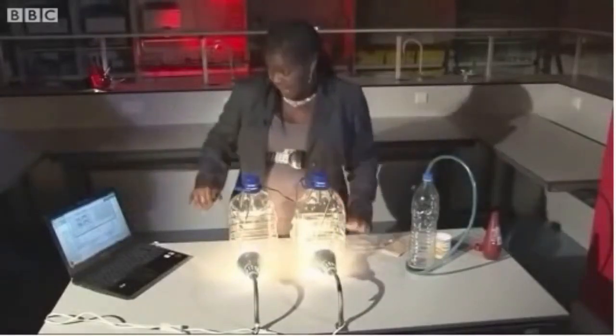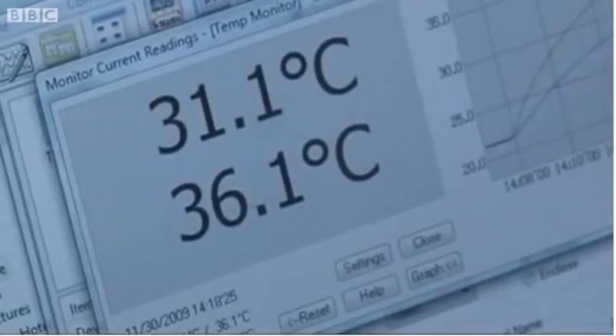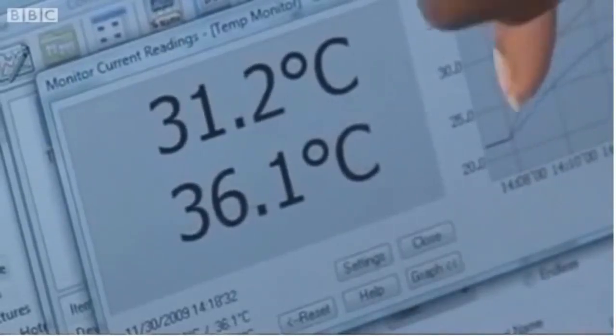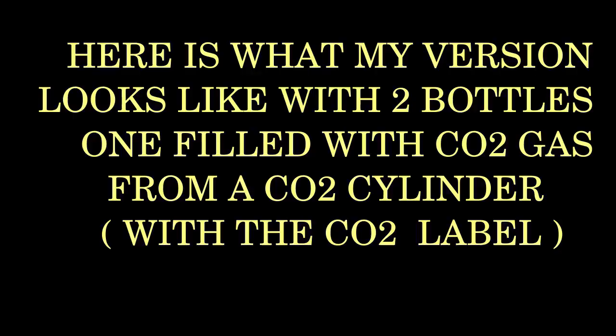This experiment has been running for a few minutes now, and we can actually start seeing the effects that the carbon dioxide has on the atmosphere. And here we have a change of about 5 degrees more in the bottle with the carbon dioxide. This is a very simple experiment showing the effects that carbon dioxide has on the atmosphere.